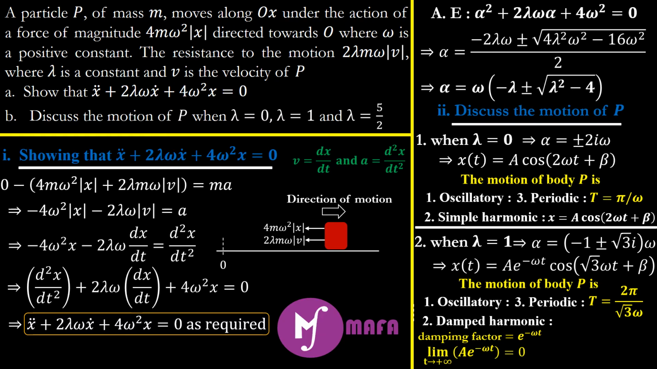Now if the roots of your quadratic equation were real and equal, we are going to say it is critically damped. If they were real and distinct, we are going to say it is overdamped.